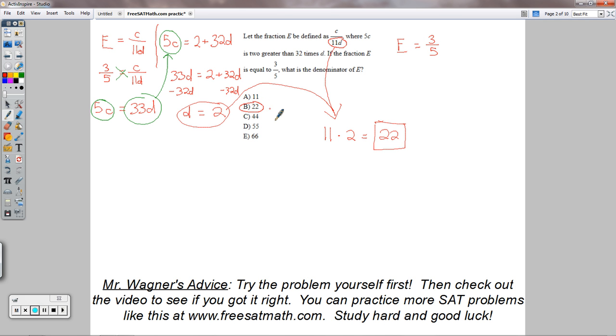Not something you have to do, but hey, if you've got the time on the SAT or any test and you have the time to check your answers, might as well do it and make sure you got it right. But the second one there that we're going through, that one is choice B.